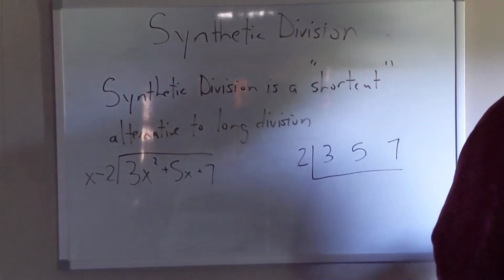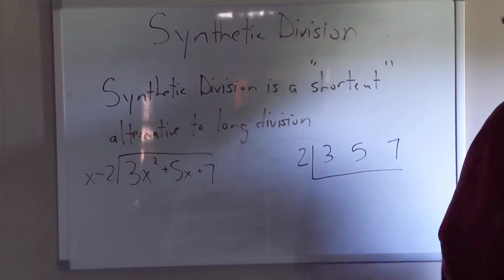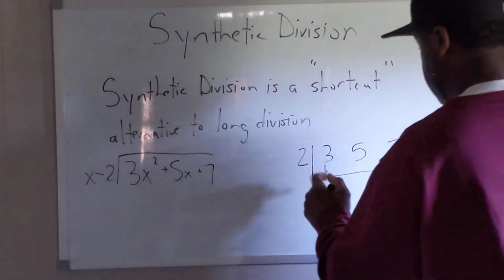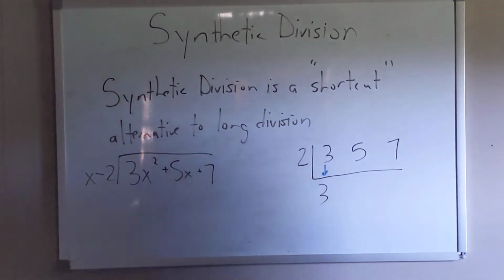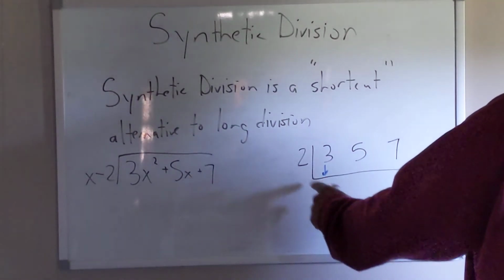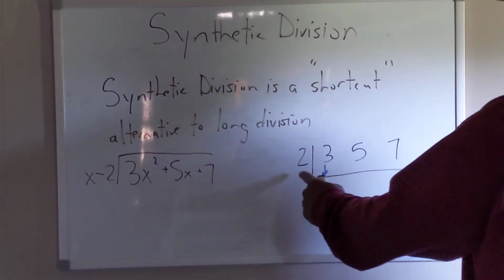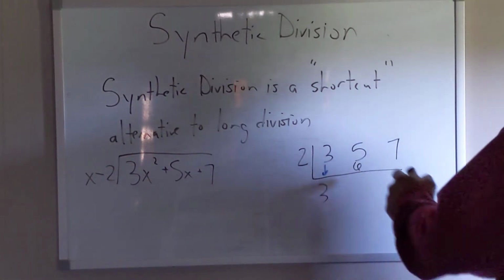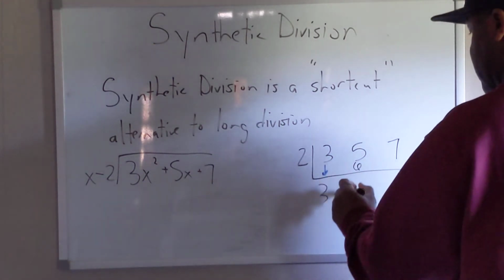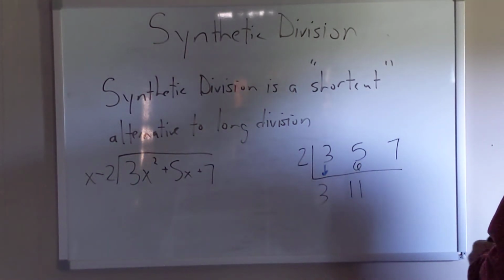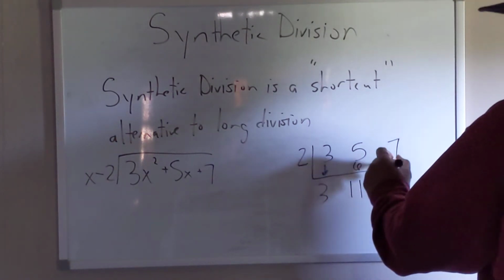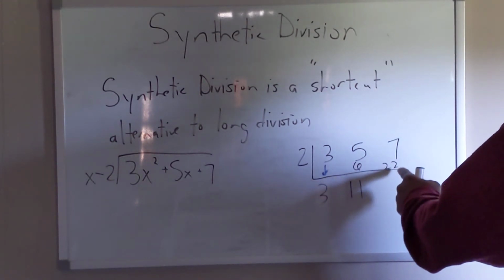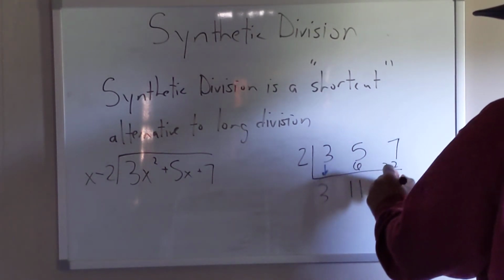Now, this is the first thing we need to do. I'm going to use a different color, so hopefully it'll stand out. We bring this 3 down. And now, we multiply and add. 2 times 3 is 6. 5 plus 6 is 11. Repeat it. 2 times 11 is 22. 7 plus 22 is 29.